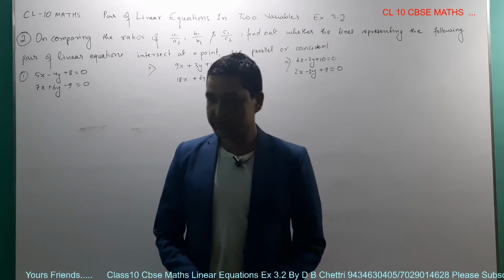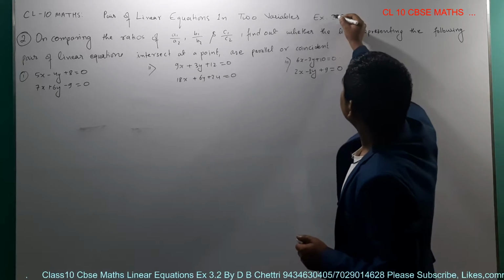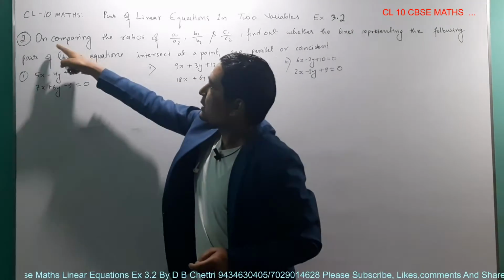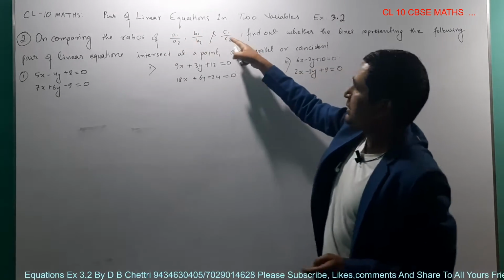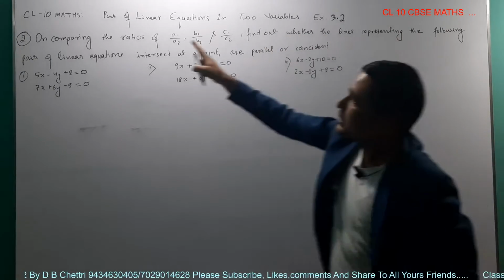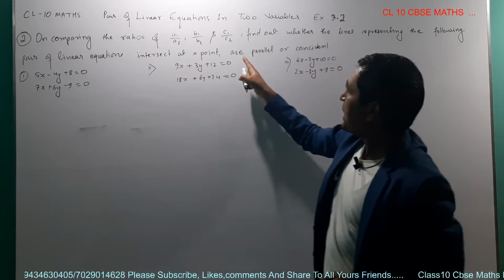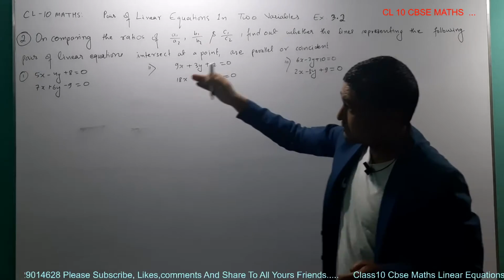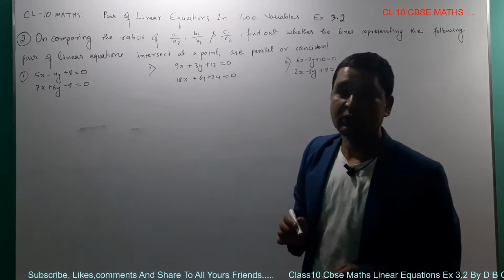Okay, now let me start today's session. This is question number 2 of exercise 3.2. On comparing the ratios of a1 by a2, b1 by b2 and c1 by c2, find out whether the lines representing the following pair of linear equations intersect at a point, are parallel or coincident. The question asks us to check whether these linear equations are intersecting lines, parallel lines or coincident.